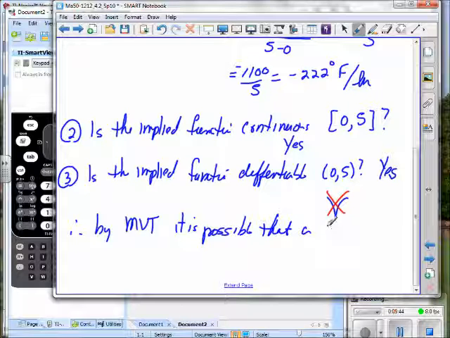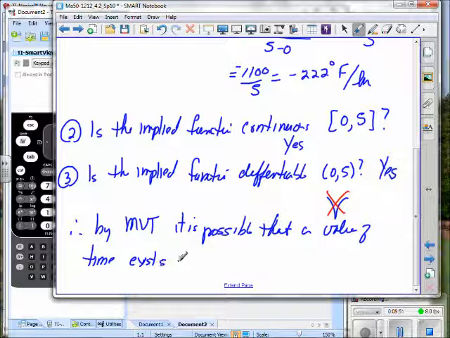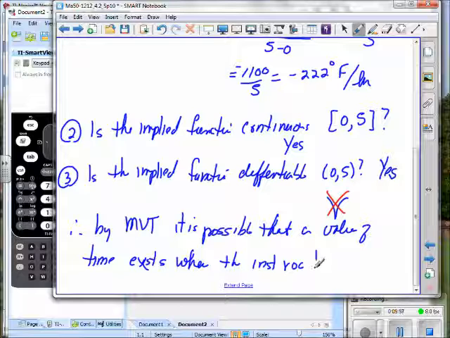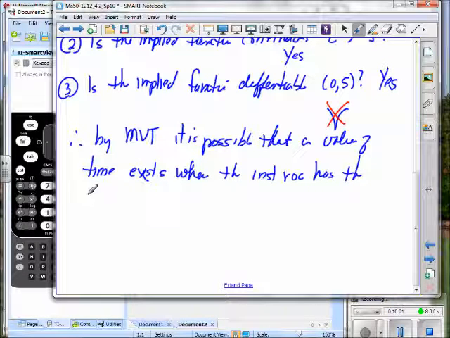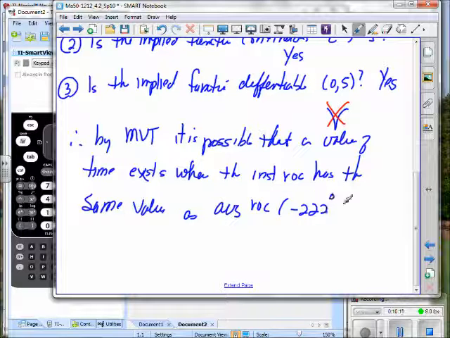that a value of time, let's say, exists where the instantaneous rate of change has the same value as the average rate of change, meaning negative 222 degrees Fahrenheit per hour. Okay, that's all we can say. We don't have any other data to go on, but it's continuous, it's differentiable. The slope of the secant does exist, and so by that, then we are guaranteed that there is a time in there.